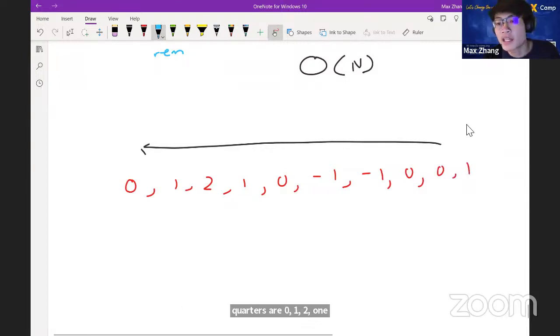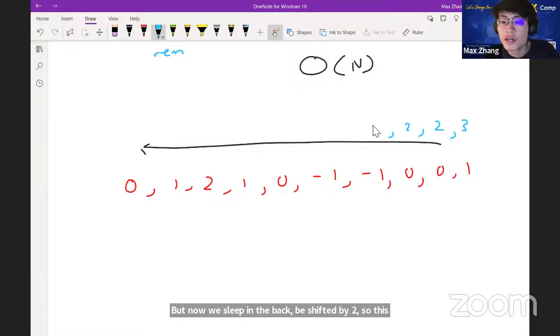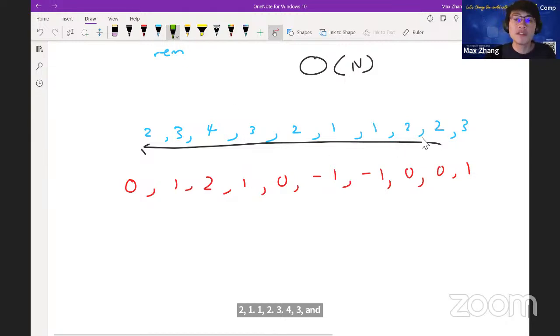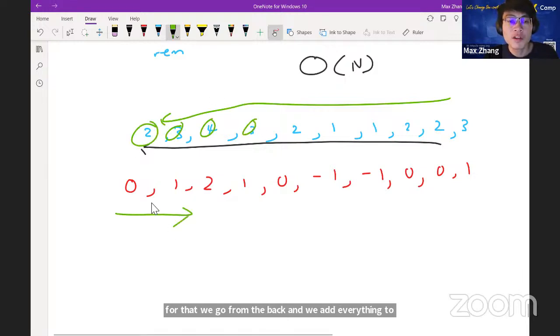But now we sweep from the back, we shifted by 2, so it's going to be like 3, 2, 2, 1, 1, 2, 3, 4, 3, and 2. And what happens is initially we go from the back and we add everything to our data structure based on these coordinates. And then when we sweep from the front, we add these coordinates and we remove these coordinates.